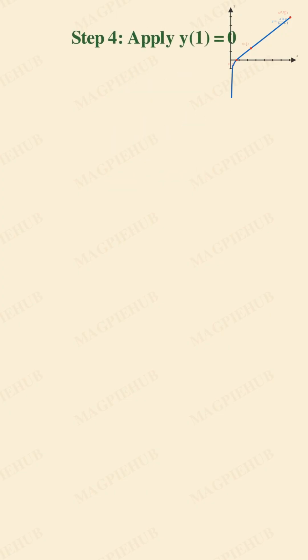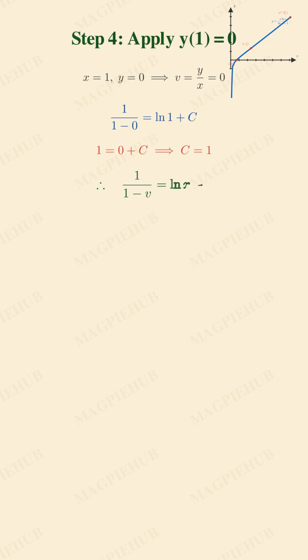Step 4, we apply the initial condition y of 1 equals 0. At x equals 1, v equals 0. Substituting, 1 over 1 minus 0 equals natural log of 1 plus c, that gives us 1 equals 0 plus c, so c equals 1. Our equation becomes 1 over 1 minus v equals natural log of x plus 1.